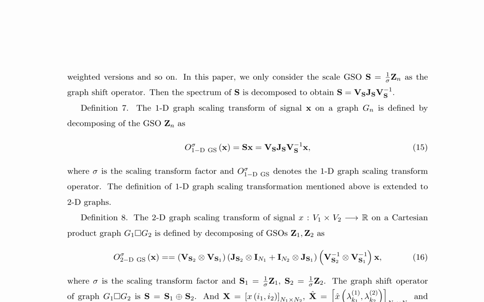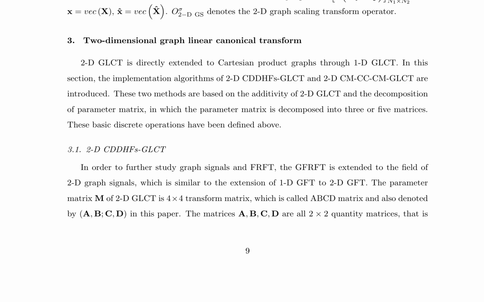The paper discusses the extension of graph signal processing to two-dimensional, 2D, graphs, focusing on the 2D graph linear canonical transform, 2D GLCT. It introduces the 1D graph scaling transform and its extension to 2D graphs, defining the 2D graph scaling transform. The 2D GLCT is then extended to Cartesian product graphs through 1D GLCT. The implementation algorithms for 2D CDDHFs-GLCT and 2D CM-CC-CM-GLCT are presented, based on the additivity of 2D GLCT and the decomposition of the parameter matrix.